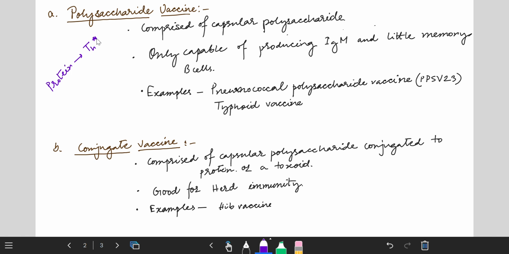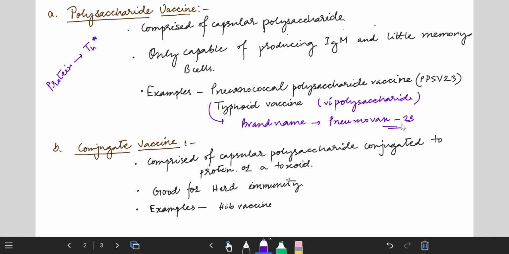Okay. Now, what are the examples? Pneumococcal polysaccharide vaccine, PPSV23, and Typhoid vaccine, which is a kind of Vi polysaccharide. Another good example of pneumococcal polysaccharide vaccine, the common brand name, is Pneumovax 23. This is the popular common brand name of pneumococcal polysaccharide vaccine.